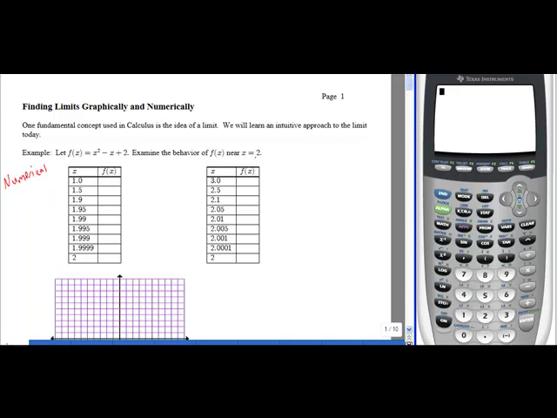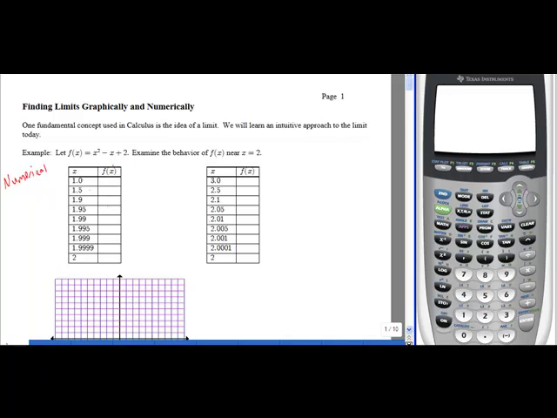Now that implies looking at values of x that are slightly smaller than 2, like all of these x values here, and also values of x that are just slightly bigger than 2, which are all of these x values as well. So you need to look at both sides of 2, to the left, slightly smaller, and to the right, slightly bigger. So we're going to look at what these function values would be. And to do that, you can just plug in each of these x values into your function, which can be kind of tedious, or we can use our calculator to help us out.